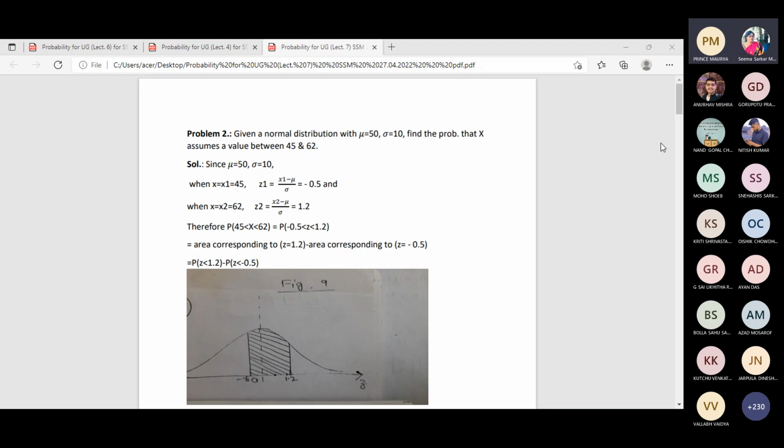Yes, ma'am. Okay, now let us consider another problem. Here it is. A certain machine makes electrical resistors.